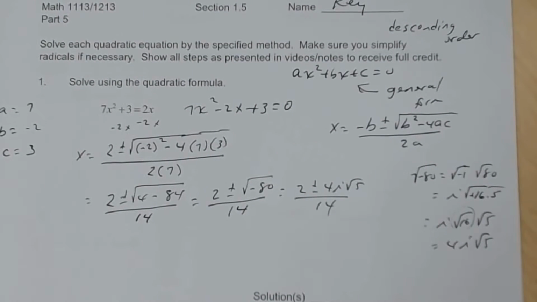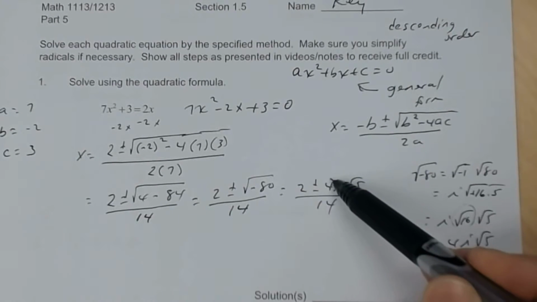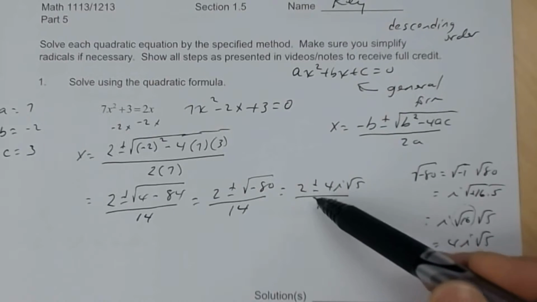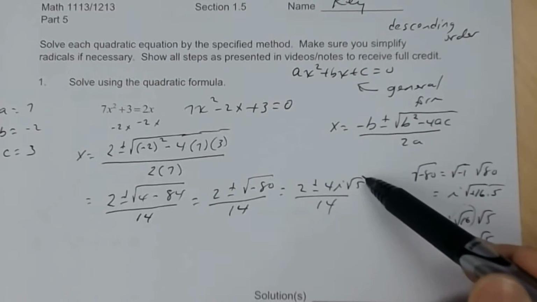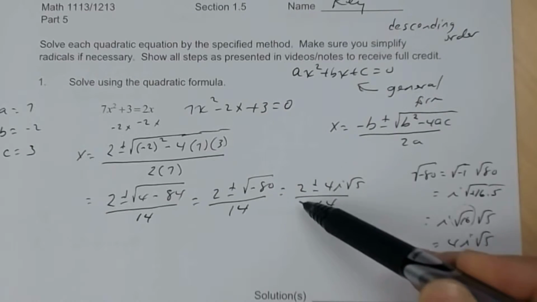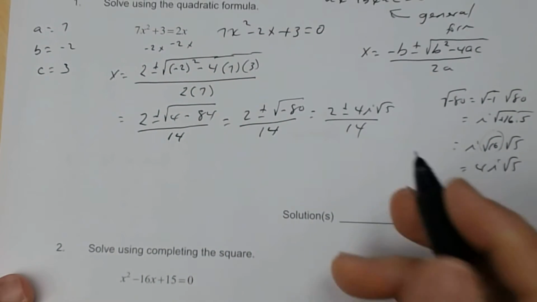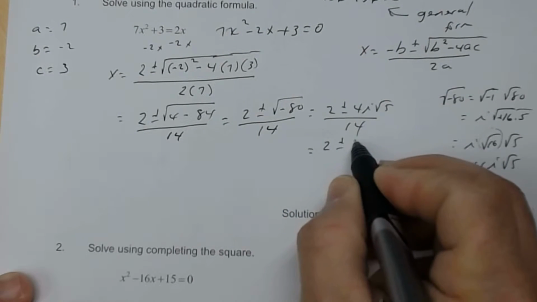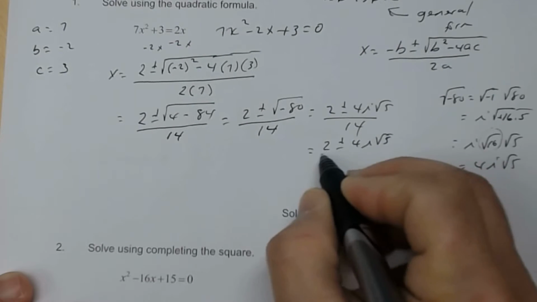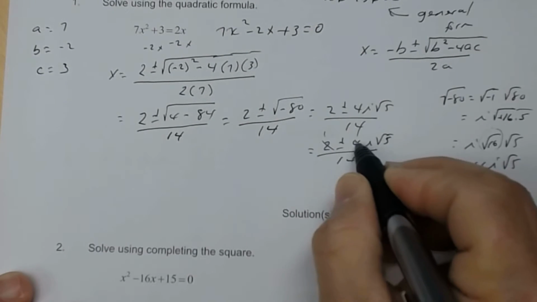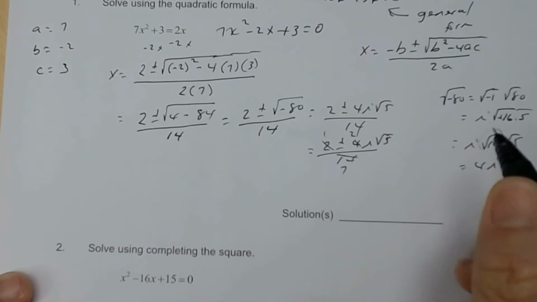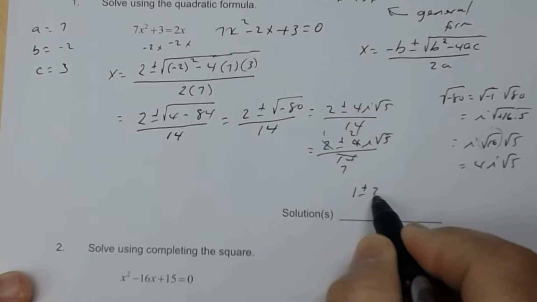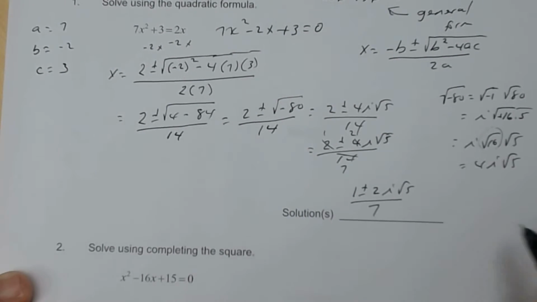Now make sure, if you look at this, see this 2, this 4, and the 14, I can simplify those terms. They're both divisible by 2, so let's just go ahead and do that. So if I divide all this by 2, I'm going to go ahead and rewrite this. 2 into 2 is 1, 2 into 4 is 2, and 2 into 14 is 7. So you can write your answer as 1 plus or minus 2i square root of 5 divided by 7. So that's one way.